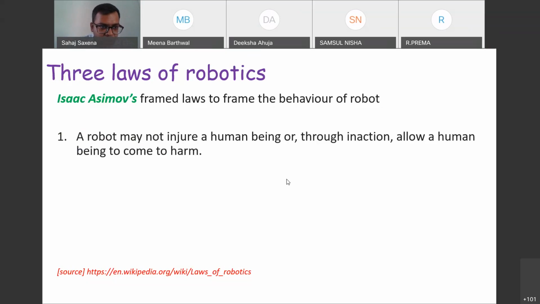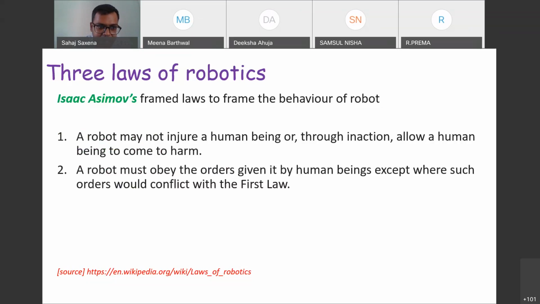The first rule: a robot may not injure a human being or, through inaction, allow a human being to come to harm. So if any human being comes to harm, the robot will not kill a human or give any harm to the human. The second is that a robot must obey the orders given to it by human beings, except where such orders would conflict with the first law. It has to obey human orders, and it should not disobey and act according to its own will. That is not permitted in a robot, and it is a law.